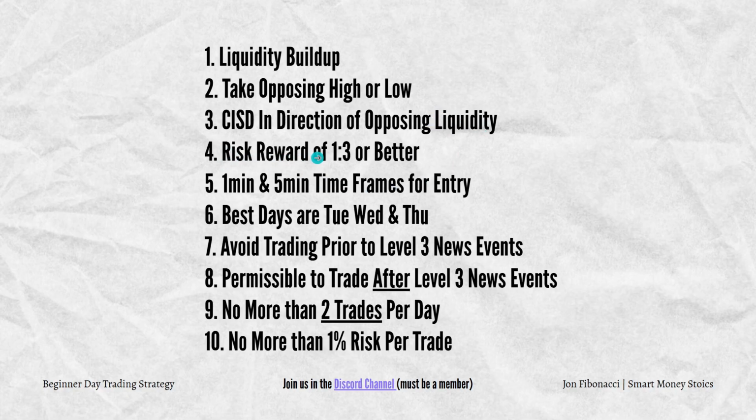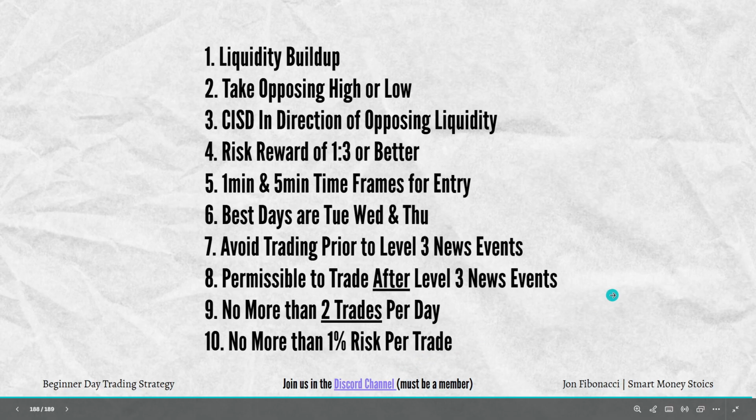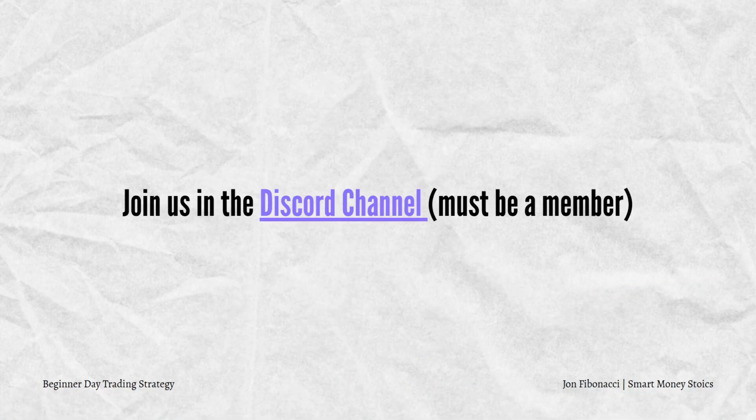We want to frame a risk-reward ratio of 1 to 3 or better. We want to enter on 1 minute and 5 minute time frames, right? The 1 hour and 15 minute for liquidity buildup, 1 minute and 5 minute for entries. The best days are going to be Tuesday, Wednesday, and Thursday. We don't want to trade prior to level 3 news events. We are allowed to trade after the level 3 news events. No more than 2 trades per day, and no more than 1% risk per trade. All right, and that's it.